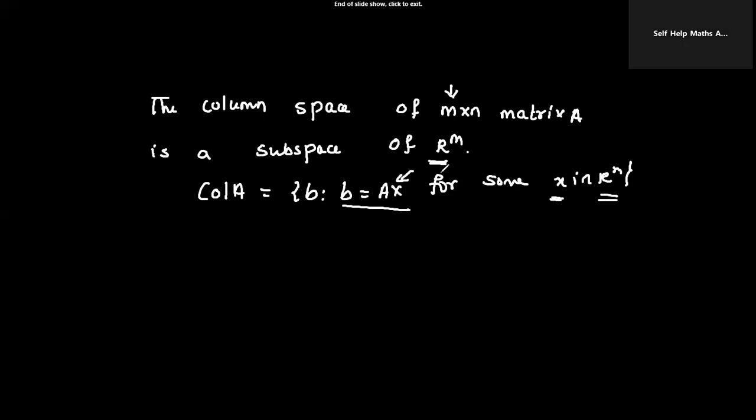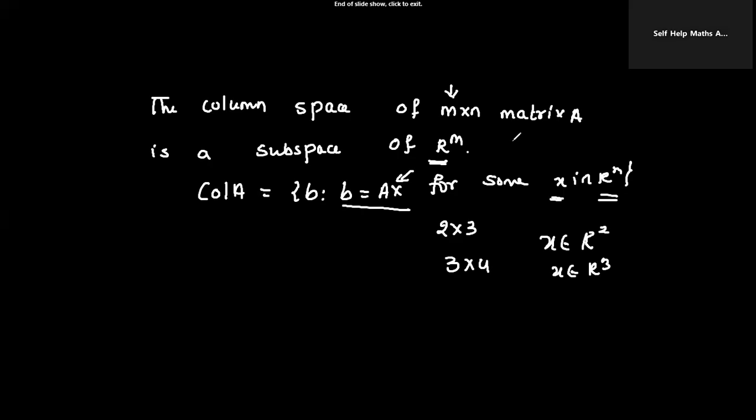Okay, so here if suppose you have a 2 cross 3 matrix, then your X is coming from R2. If it is say a 3 cross 4 matrix, then your X will be from R3, and so on and so forth. Therefore, the column space of an M cross N matrix is also a subspace of Rm. So we have now got the column space as one of the subspaces.